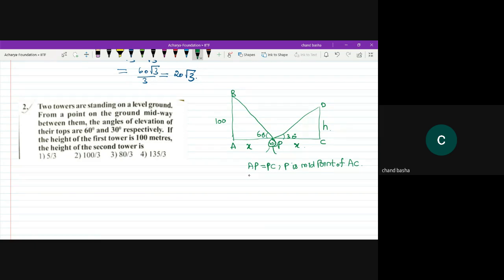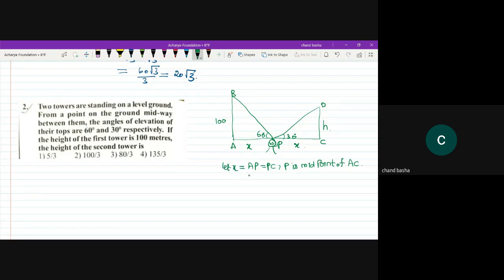Yes, please. You have to respond. Any doubt regarding the figure? No, sir. If you are perfect in the figure, then I can proceed for finding the value of CD. Now, as I said, AP is equal to PC is equal to X. Take it as X.